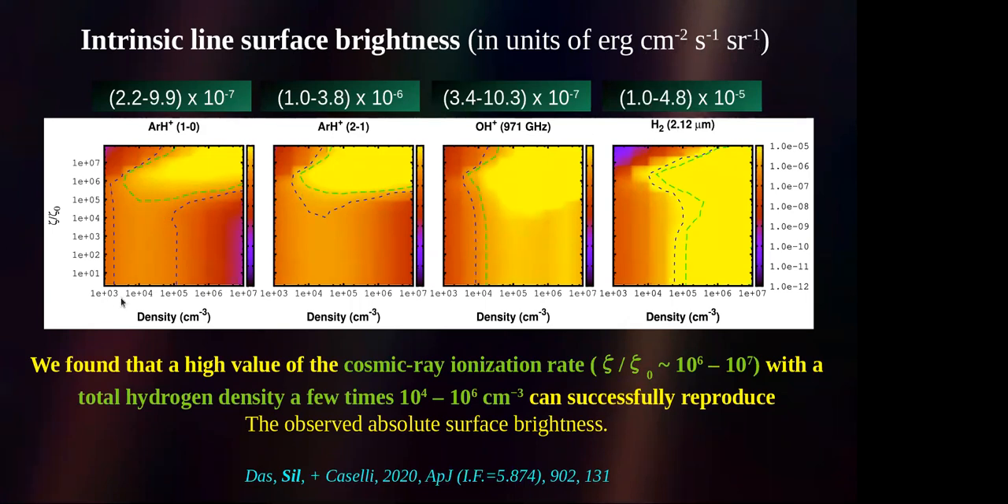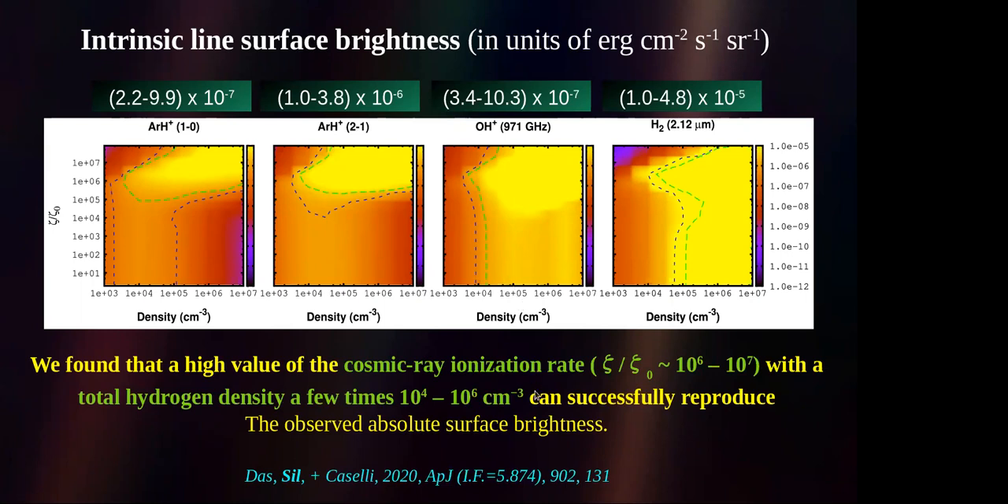In the parameter space, we vary the density along the x-axis, and along the y-axis we vary the cosmic ray ionization rate. The contour here denotes the observed surface brightness value in every window. We found that a high value of the cosmic ray ionization rate, about a factor of 10 to the power 6 to 10 to the power 7 higher than the average cosmic ray rate of the order of 1.3 times 10 to the power minus 17, roughly 10 to the power 6 times higher, with a total hydrogen density of a few times 10 to the power 4 to 6, can successfully reproduce the observed absolute surface brightness.